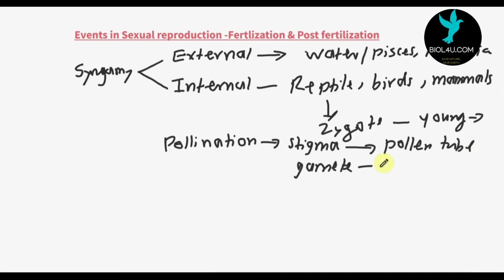Gamete releasing into the ovary, and inside the ovary the fertilization takes place, that means the ovary containing ovule, and in the ovule the fertilization takes place. So that is the case in the higher animals and higher plants, how the fertilization takes place. So that is the fertilization event.